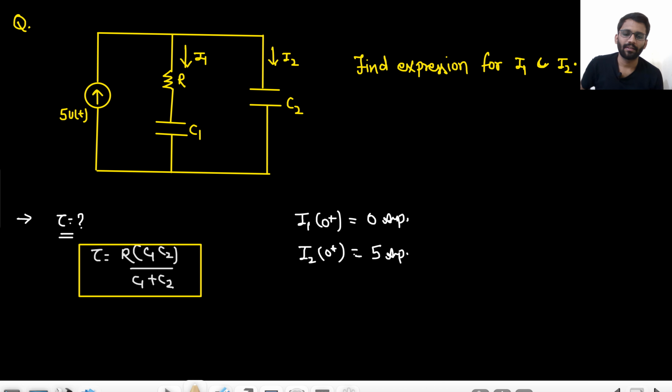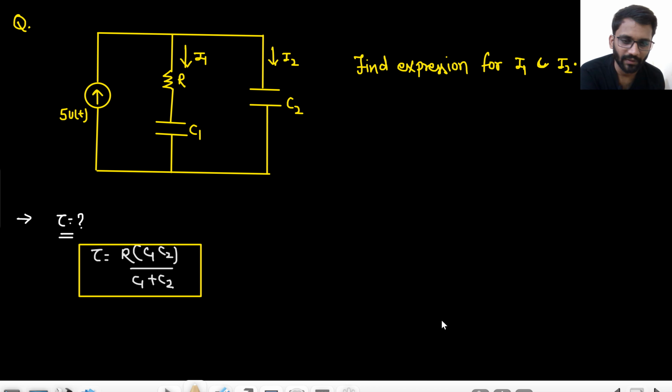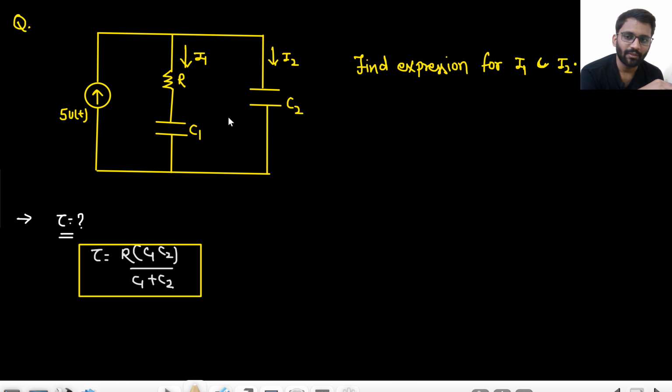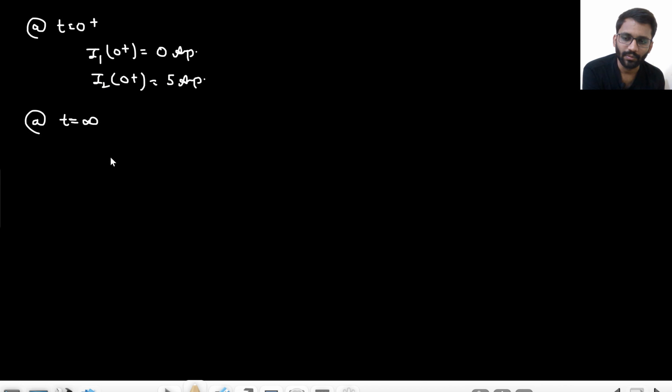Now what will happen? I think I should write it on the next page. At t equals to 0 plus, I1 was 0 ampere because no current was flowing through it, and I2 at t equals to 0 plus was 5 ampere, right? What will happen at t equals to infinity? Both capacitors will be open circuited, right?